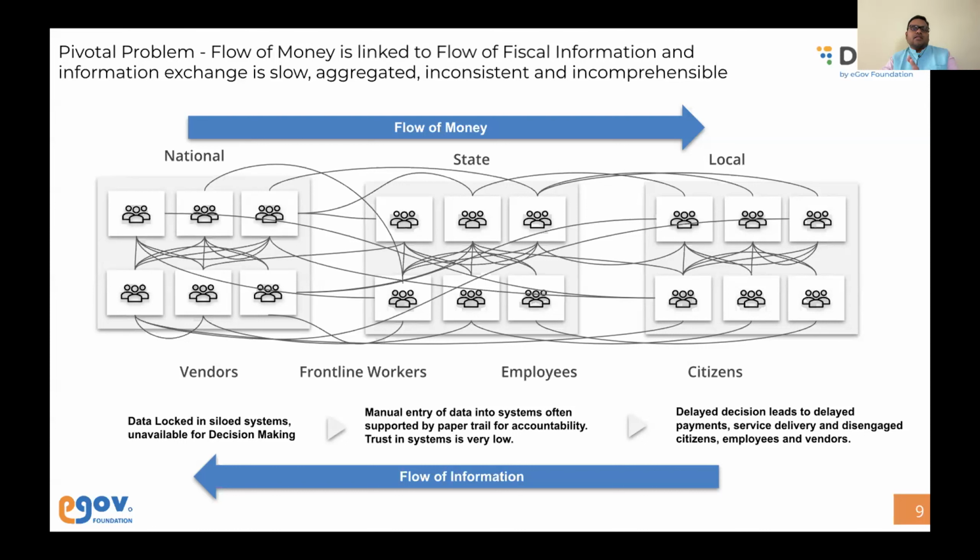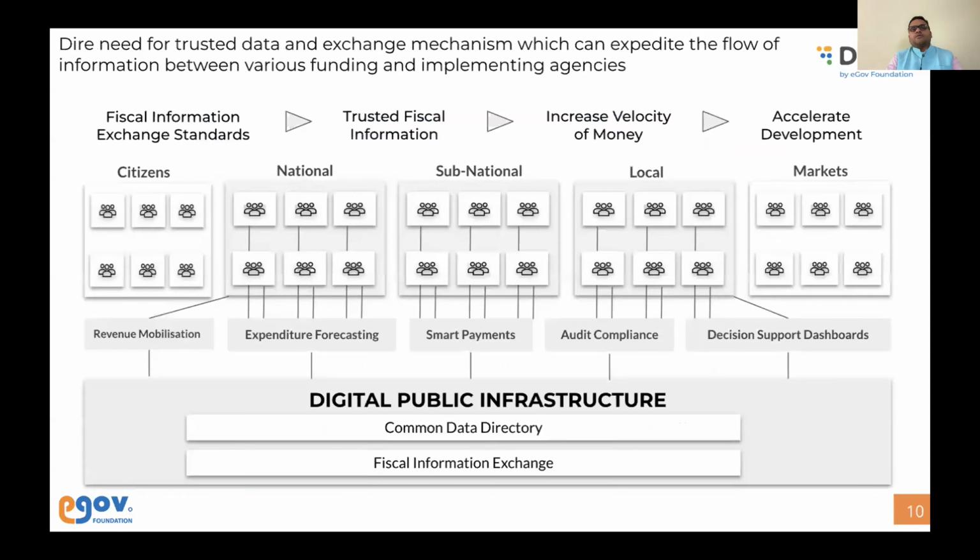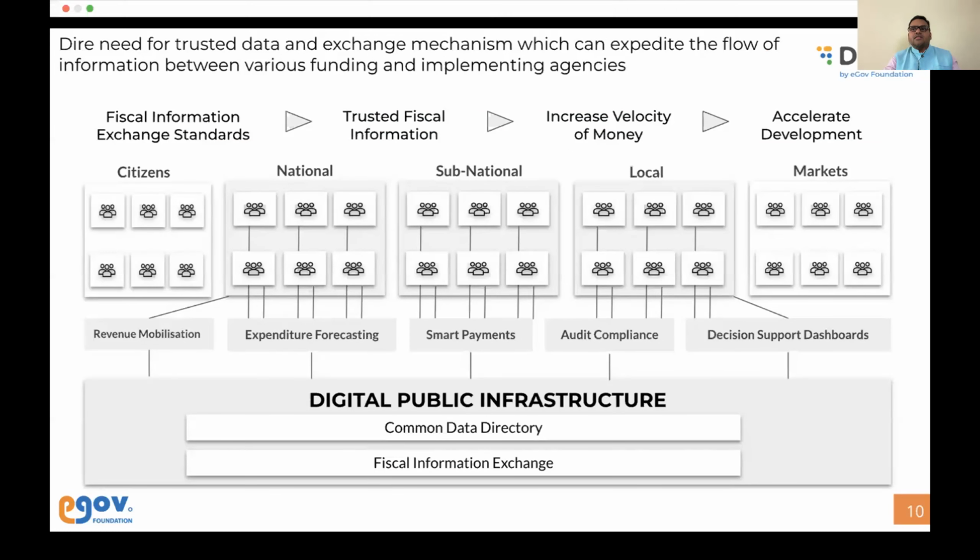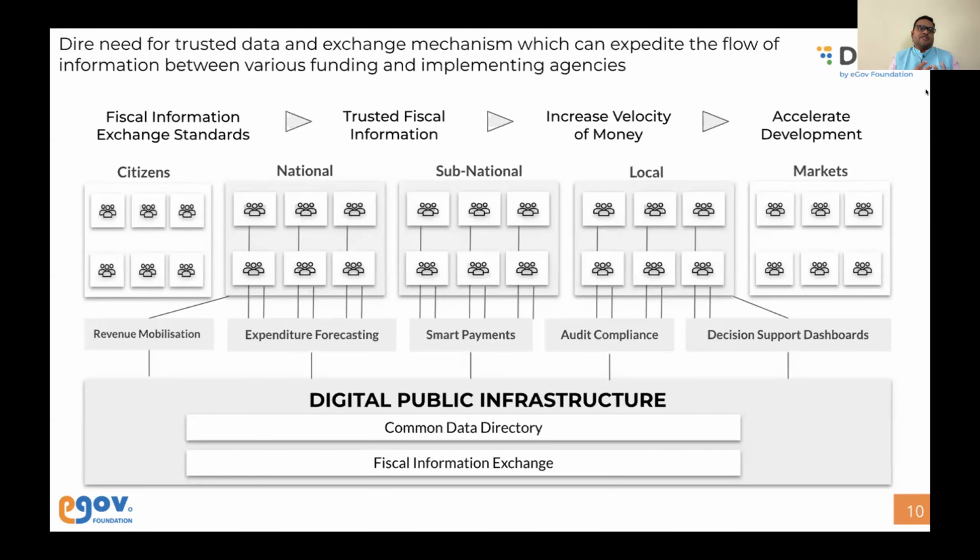So these delays then end up affecting citizens. Employees have administrative burdens, vendors don't get paid on time, and hence services are stopped. So all this becomes our pivotal problem, where if the information was flowing in time with the right set of attributes, things could definitely be different. So we felt that there's a dire need for a trusted data exchange to happen between these different actors, usually funding agencies and implementing agencies.